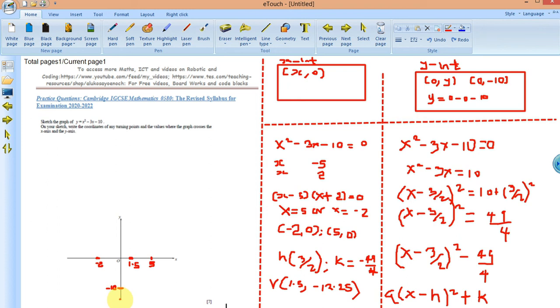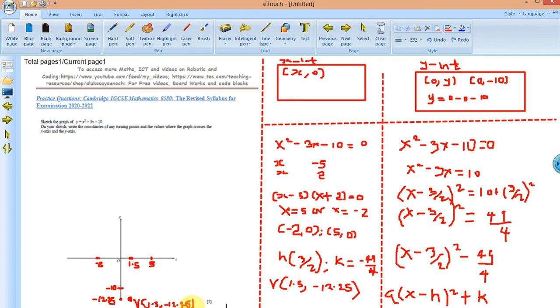No, minus 12.25. So you can trace this one down. This is where the vertex is. So the vertex coordinate is what? 1.5 comma minus 12.25. So that's where the graph is going to originate from. That is also the coordinate of the turning point, and that's the minimum point.